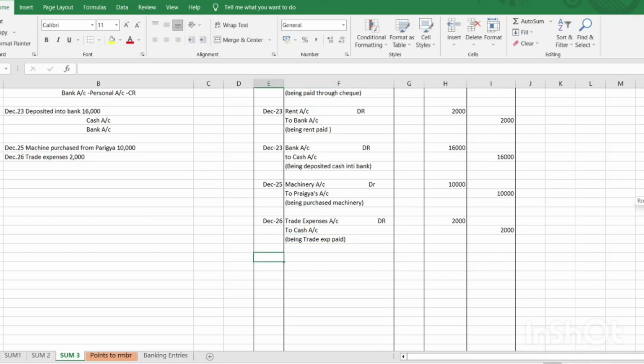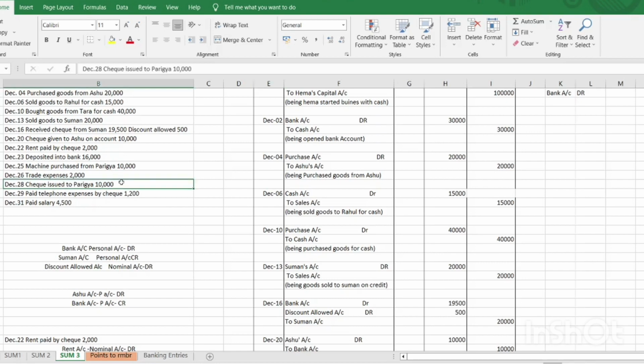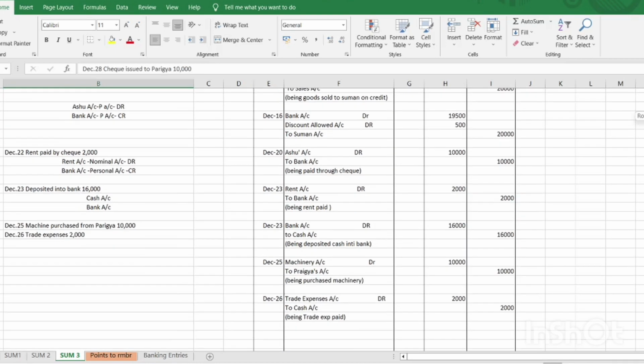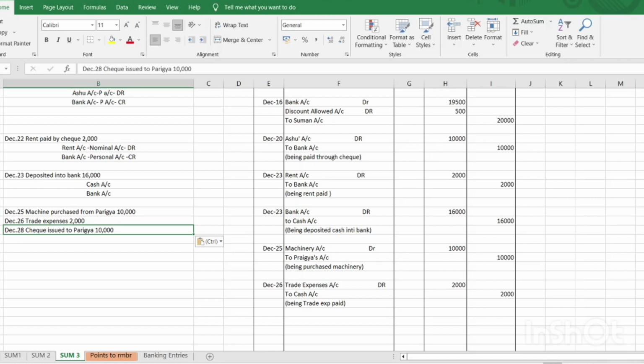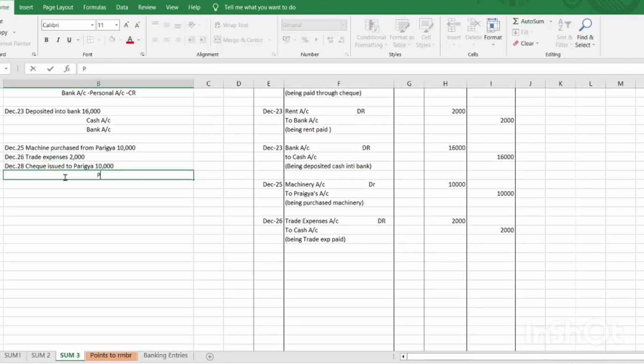Next entry on December 28th, we issued a check to Pragya of rupees 10,000. Here again let us analyze the transaction. Pragya's account will be a personal account, and our personal account rules are debit the receiver, credit the giver. So we are giving it to her and she is receiving, so she is debited, and check is bank account and again a personal account, and we are giving here, so our account is credited.